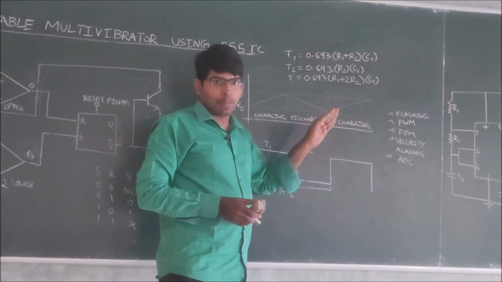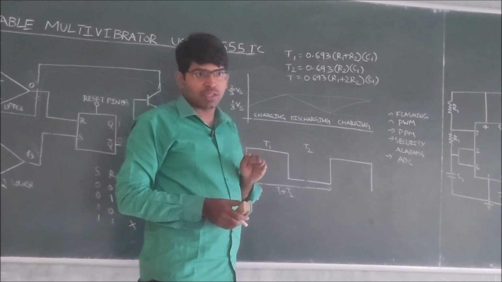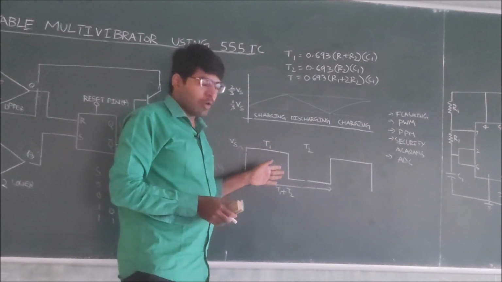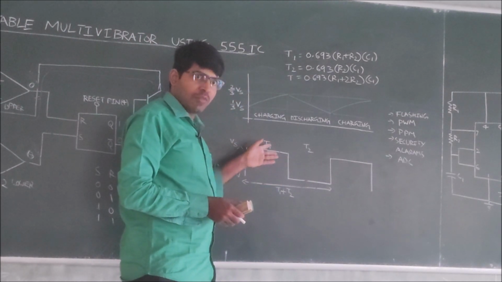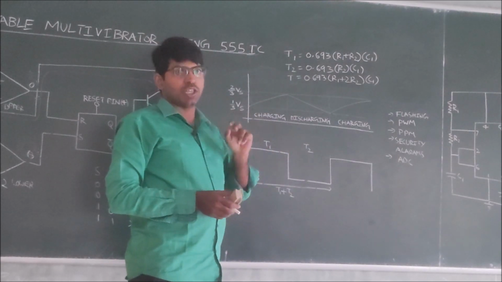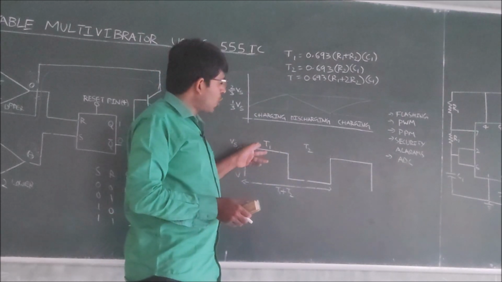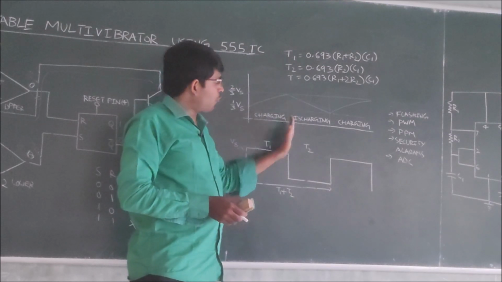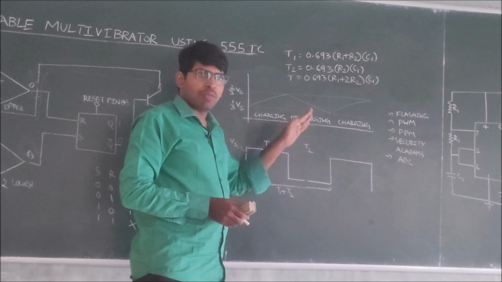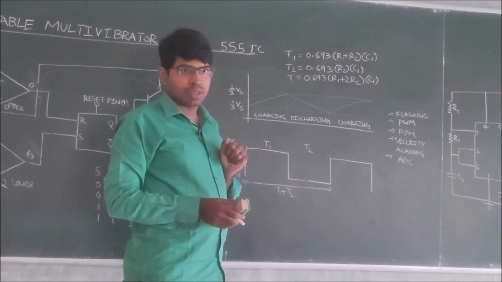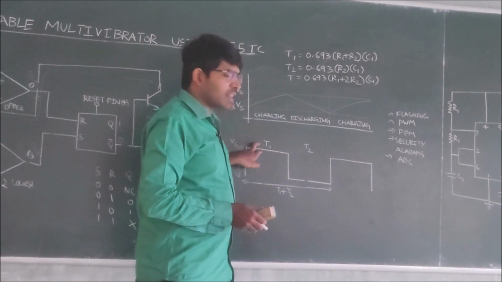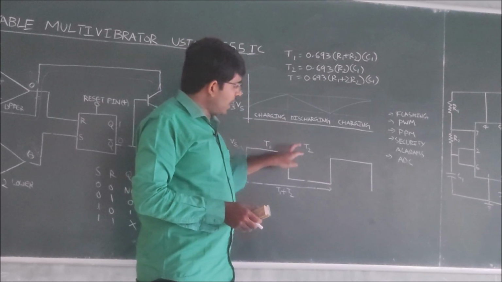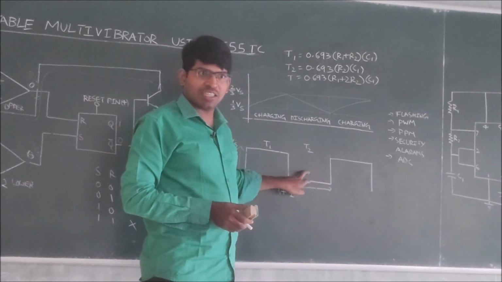The output is continuously oscillating between the states 0 and 1. These are the two states we are discussing. The output becomes 1 when the capacitor is charging, and it becomes 0 when the capacitor is discharging. It is simple: it is high when the capacitor is charging, and it is low when the capacitor is discharging.